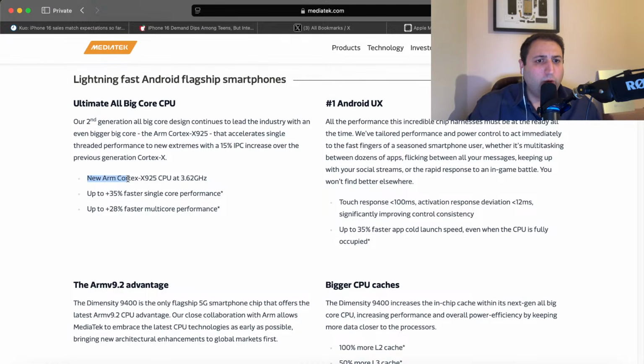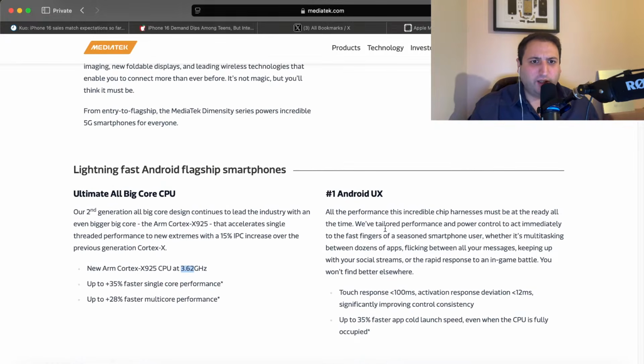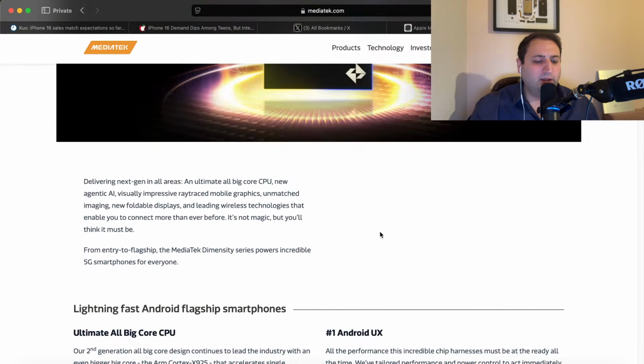So the main new core is the ARM Cortex-X925, which is clocked at the exact frequency we saw. For a while, there was some speculation it might be clocked all the way up to 3.8 gigahertz. It does seem to max out at 3.62. Don't forget, this is not a specific implementation in the smartphone.